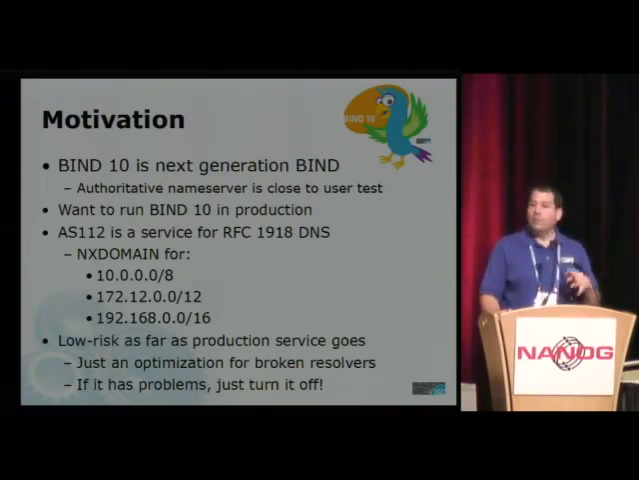The thought was we'll start throwing AS112 data at it, because it's a decent amount of real variable day-to-day traffic without it being something that would knock down services if we were to withdraw it. So it seemed like a relatively low risk. We found that it wasn't quite as low risk as we had hoped, but I'll walk you through that. The other key thing is that the authoritative portion of BIND 10 is very close to user test, and so this is sort of the first steps.